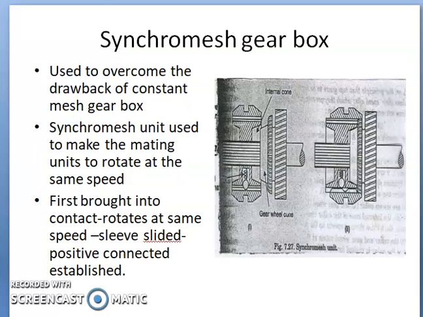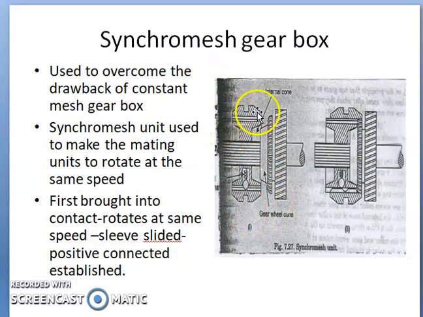So to overcome this problem, the synchromesh gearbox was utilized, where the dog clutch is replaced by a synchronizing unit. So as the name suggests, by synchromesh, we make the mating dog teeth of the dog clutch or the synchronizing unit and the gear wheel's dog teeth rotate at the same speed, and then they are engaged. So this is the main principle behind the synchromesh gearbox.